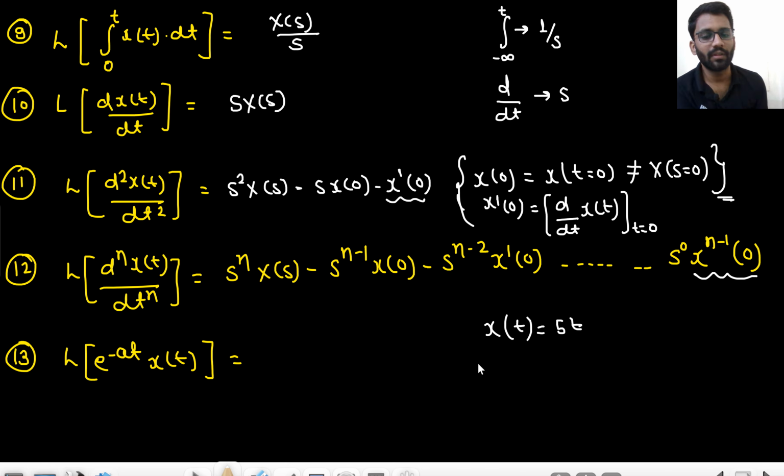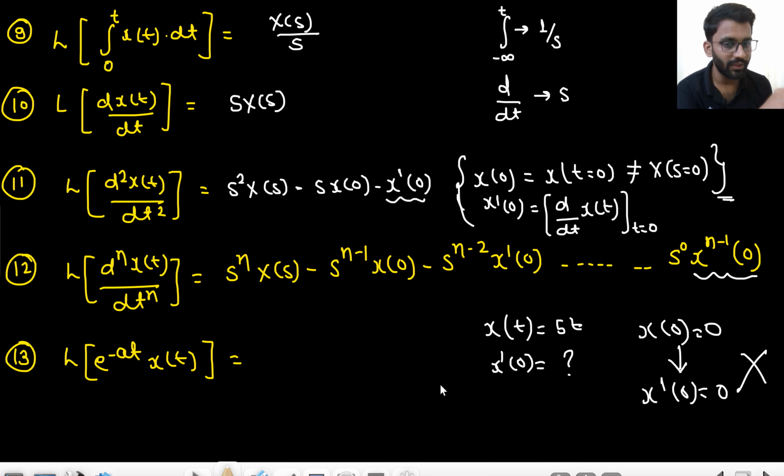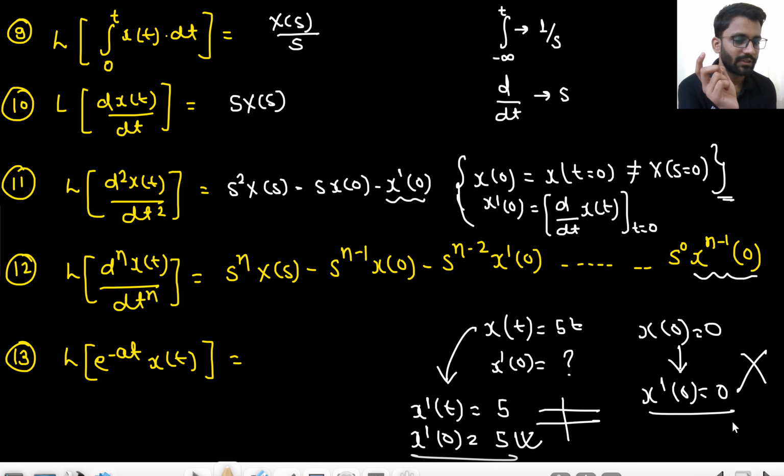Okay, now someone will ask you what is the value of x dash 0. So what will you do? Tell me. x of 0, what is the value of x of 0? Now differentiate it. x dash 0, that is 0. This is wrong. First you need to differentiate. What is the differentiation of x dash t? That is 5. Now put 0. x dash 0 is 5 only, because it is always 5. So this is the correct answer. Okay, x dash 0 is 5, not 0.